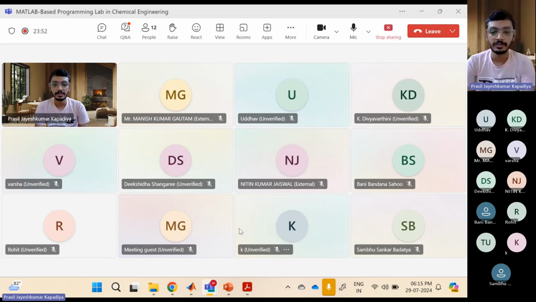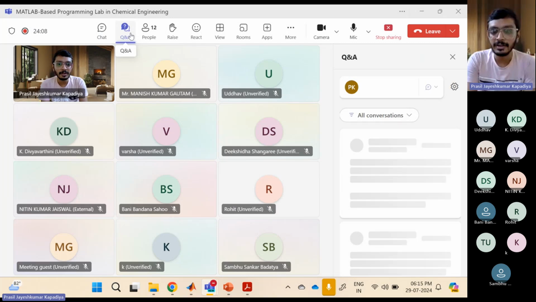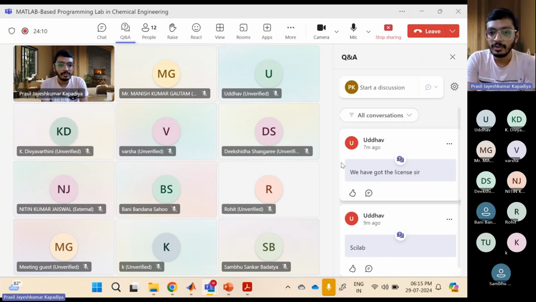What is the process? We are coming to why we need MATLAB, but is this process clear to everyone? Manish, yes, Uddhav will be back in. Okay, someone is writing in Q&A. Please speak, it is better. You have got the license.